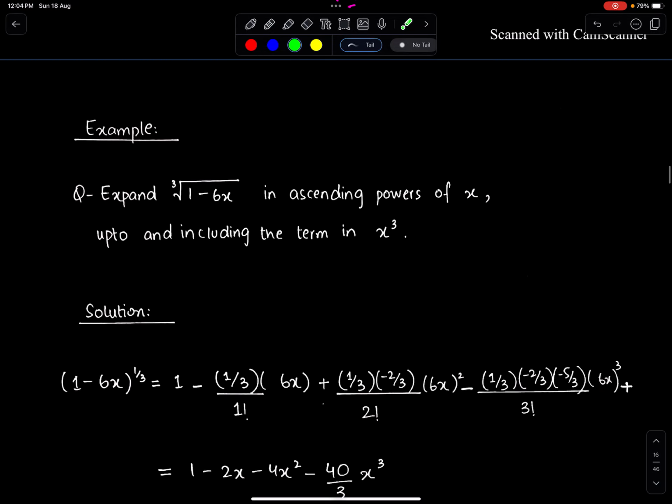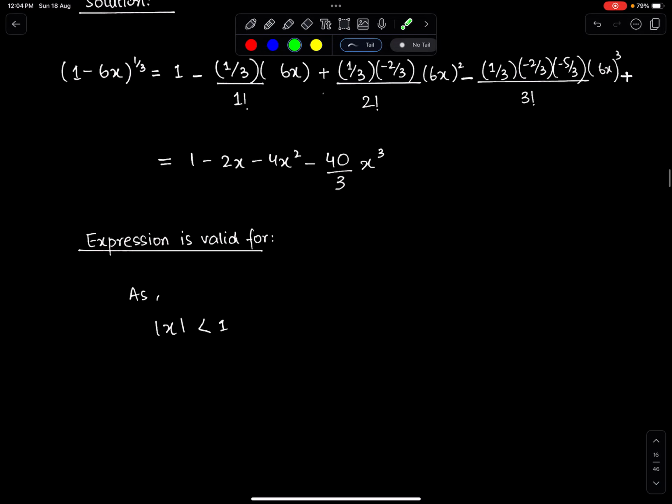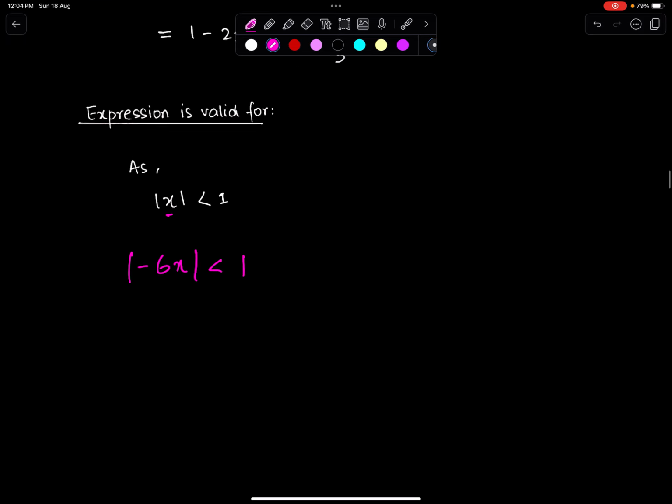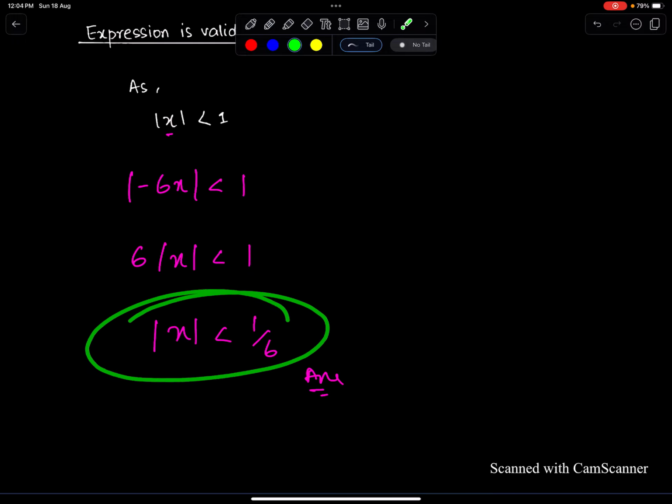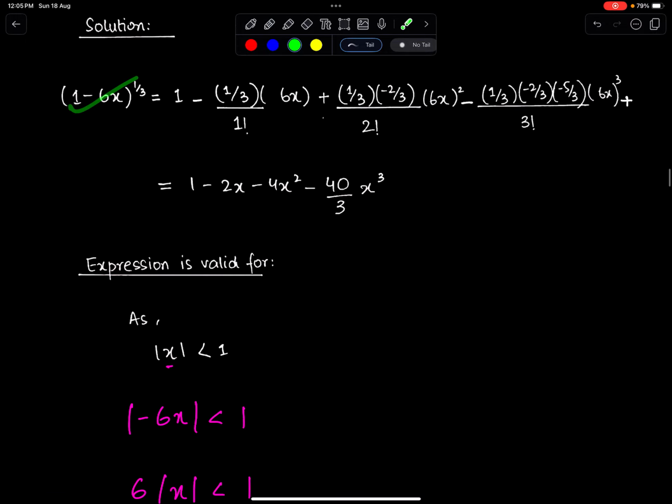Another example. We need values of x for which this expansion is valid. So we need to replace this x by second term of the expansion, which is minus 6x. And we need to solve this inequality for modulus x. Now bring negative 6 outside the modulus and it will become plus 6. So modulus x less than 1 upon 6. Therefore, for these values of x, this expansion is valid.